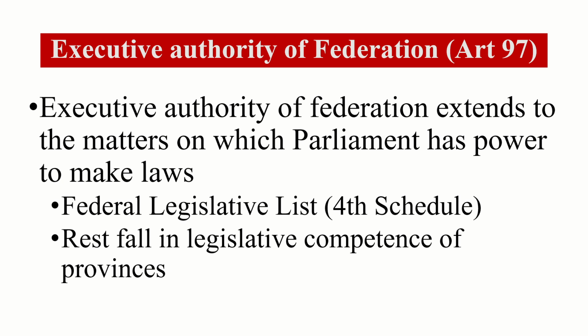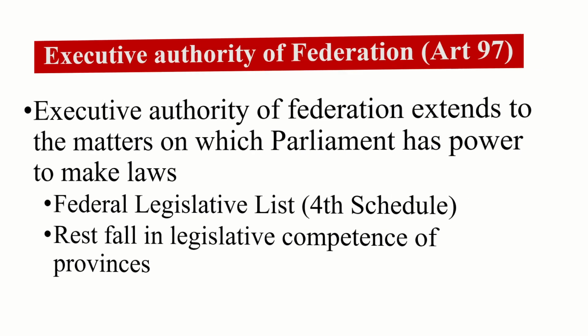Before the passage of the 18th Amendment in 2010, there were two lists in Pakistan. One was the federal legislative list and the second was the concurrent legislative list, on which both the federal government and the provinces were competent to make laws. But the 18th Amendment scrapped the concurrent legislative list, leaving now only the federal legislative list.